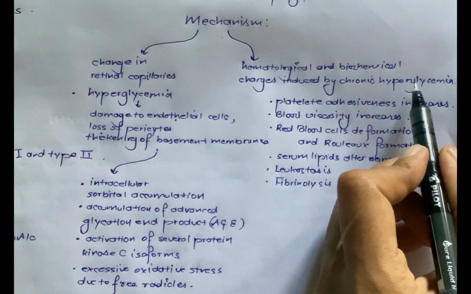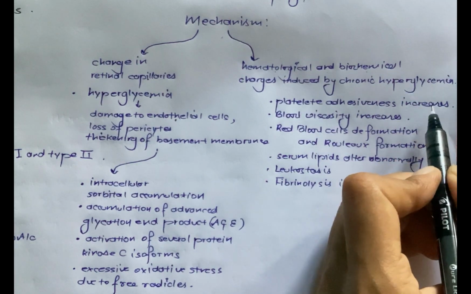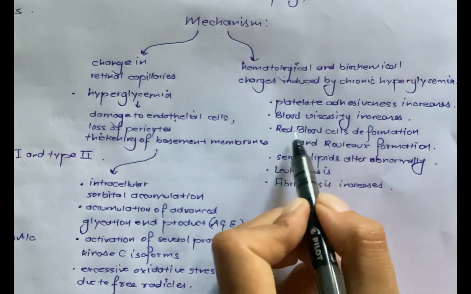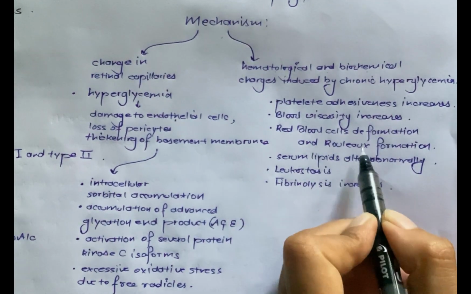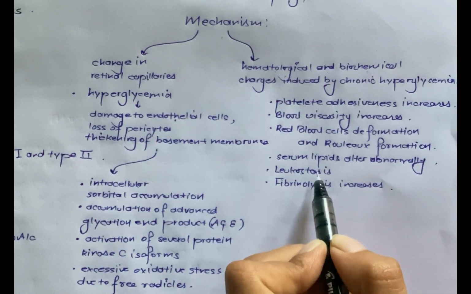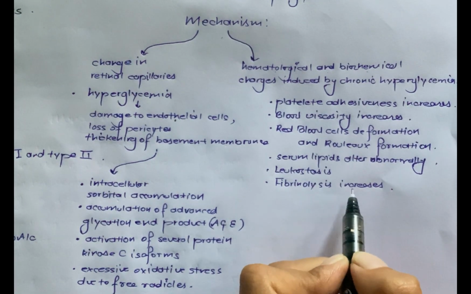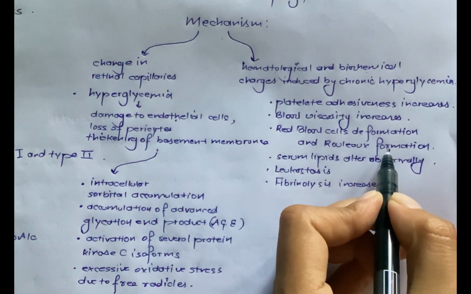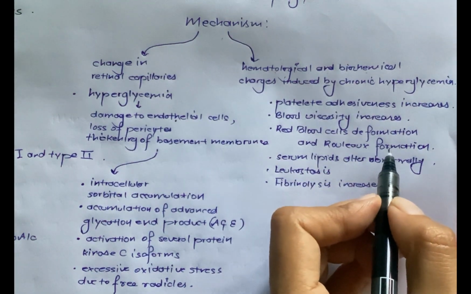And due to hyperglycemia, there will be increase in the platelet adhesiveness, blood viscosity will also increase, red blood cells will deform, and rouleaux formation can also be seen. Serum lipids alter abnormally, there will be leukostasis, and fibrinolysis also increases. And this rouleaux formation is due to the clumping of the red blood cells.